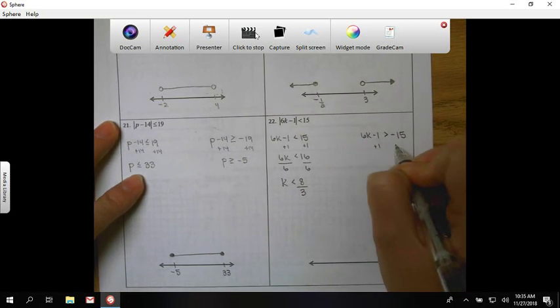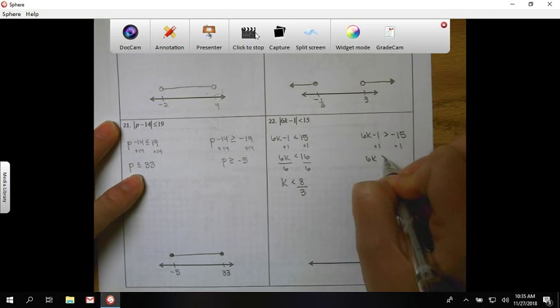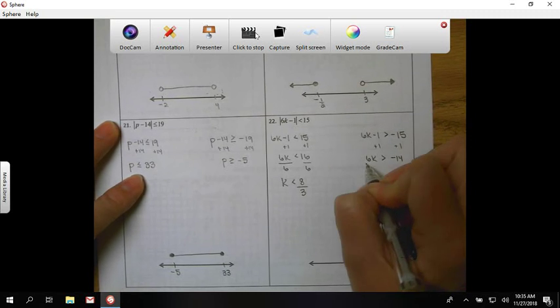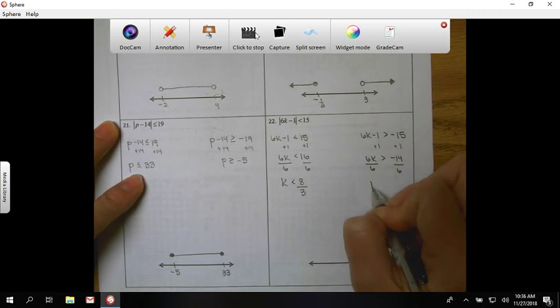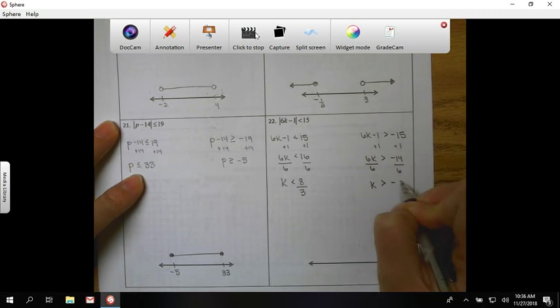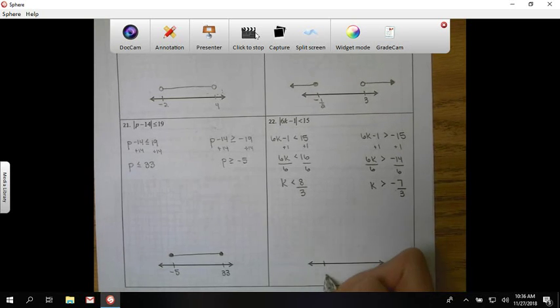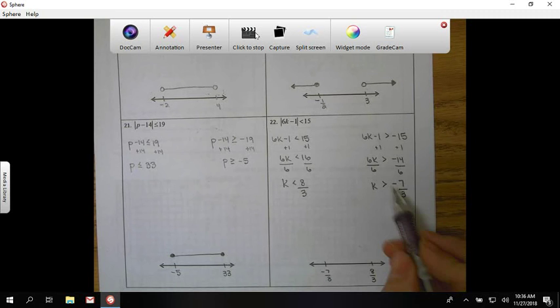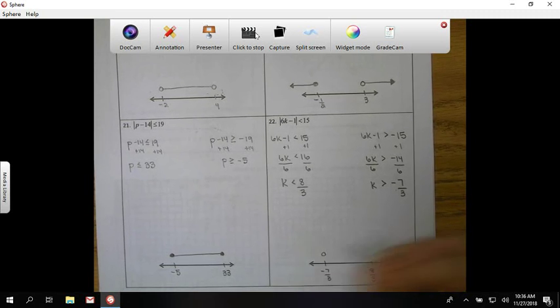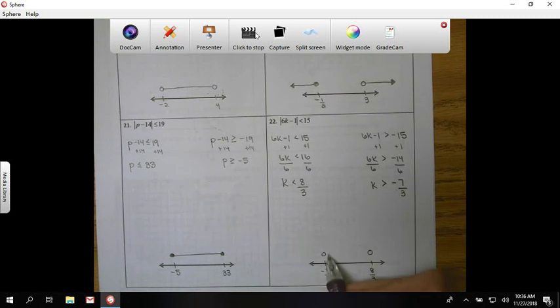Let's go ahead and add 1 over here. So I get 6k is greater than negative 14. So I'm going to divide by 6. So I'm going to get that k is greater than negative 7/3. All right, so both of my numbers need to go on my number line. So I've got a negative 7/3 and I've got a positive 8/3. It's greater than negative 7/3 and it's less than 8/3. It's not equal to, so both of these are open and then bounded in between.